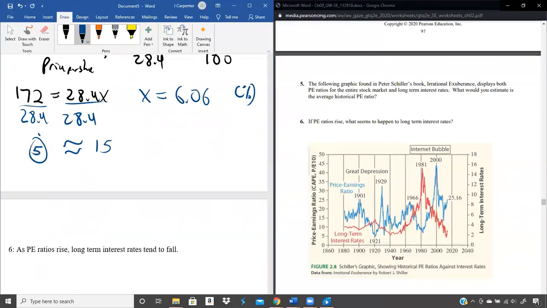It's not a definitive statement, but they do seem to be inversely related. And this is not the PE ratio of one stock. This is the average PE ratio of all major stocks.